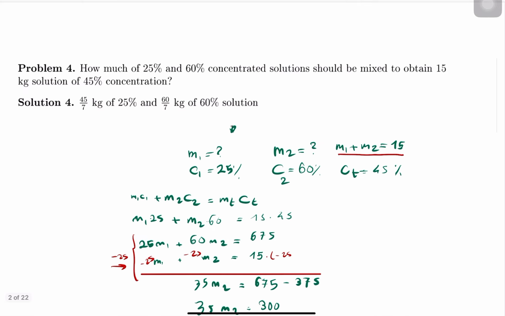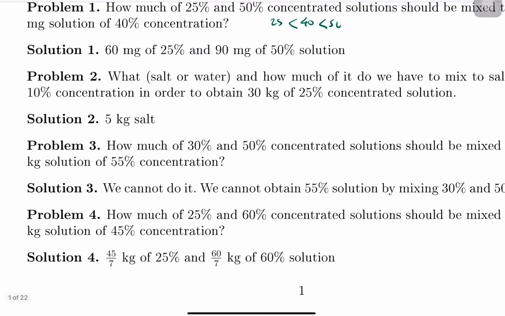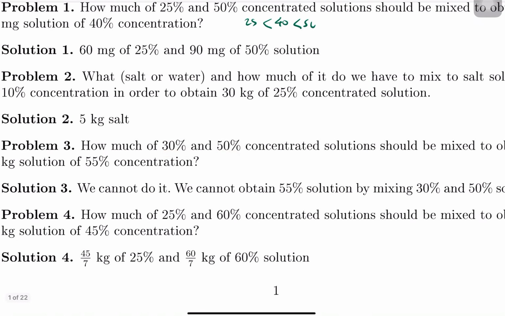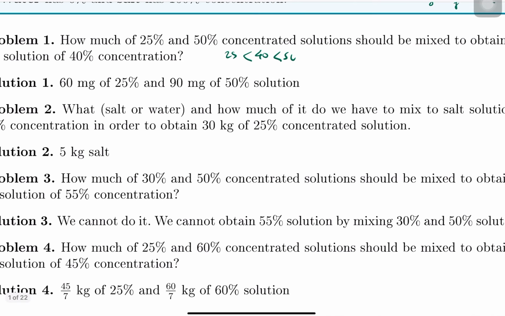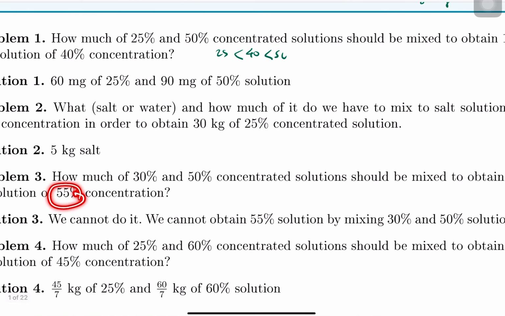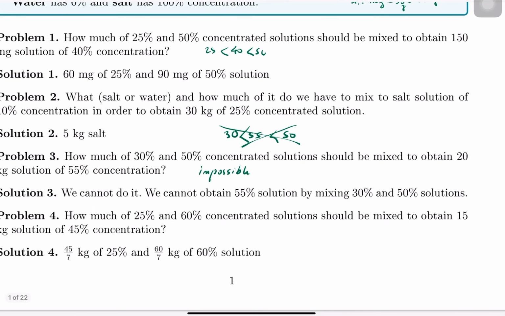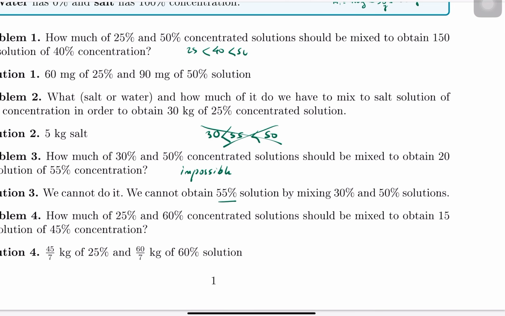The third question: how much 30% and 50% concentration should be mixed to obtain 20 kilograms of 55%? You see that this number must be between these two, but it is not. Then we can say it is impossible, because 55 must be between 30 and 50, but it's wrong. And the answer he wrote: we cannot do it because we cannot obtain 55% solution from 30 and 50, because the result must be between these two.